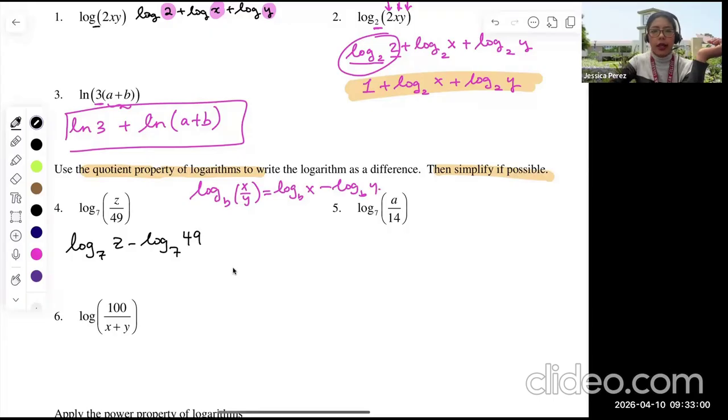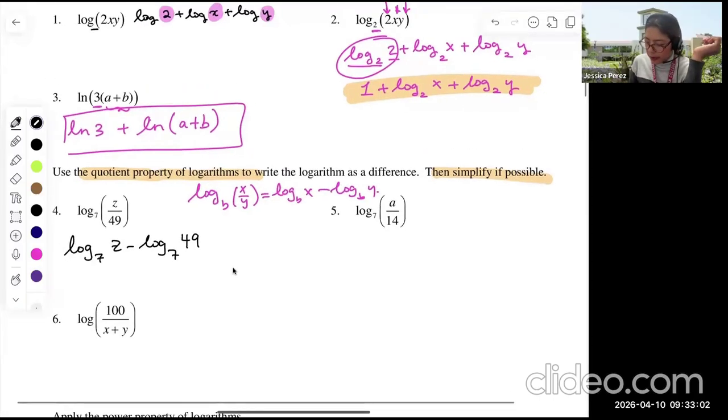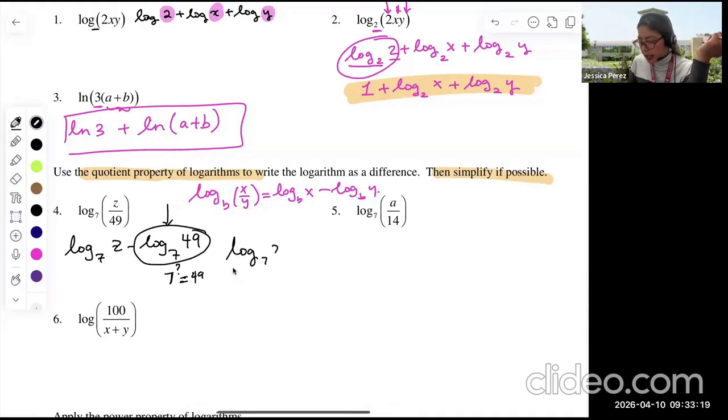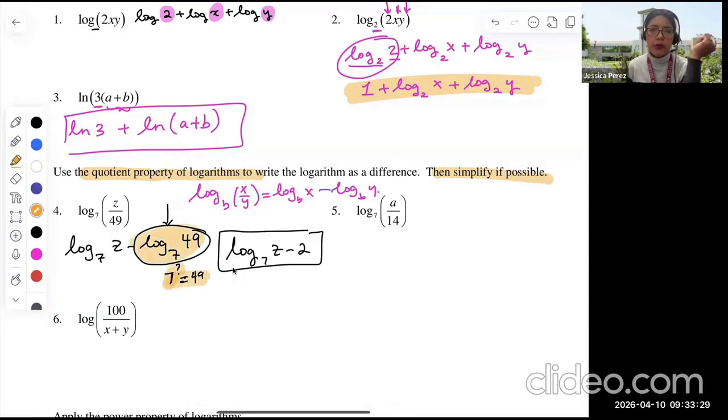But wait a second, for log base 7 of 49, how do I change this to an exponential? I want to be able to simplify. In reality, this is 7 to the what power gives me 49? And that power is 2. So all this becomes a 2. So we have log base 7 of z minus 2. So we had to simplify log base 7 of 49 as 7 to the what power gives you 49. That answer is 2.